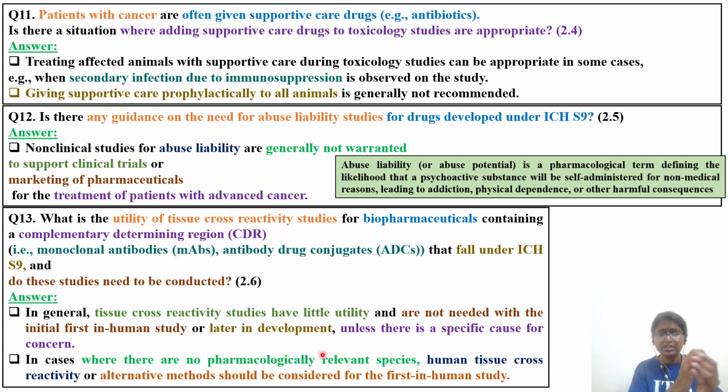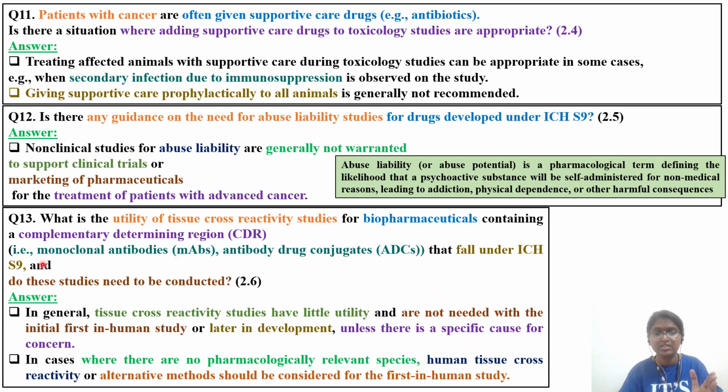So this is called a pharmacologically irrelevant species. You have to identify the species, whether it is rabbit or dog or monkey, in which the receptor should be there. That receptor should also be there in the human, and this monoclonal antibody should go and bind to that receptor. Only then will it be considered a pharmacologically relevant species.